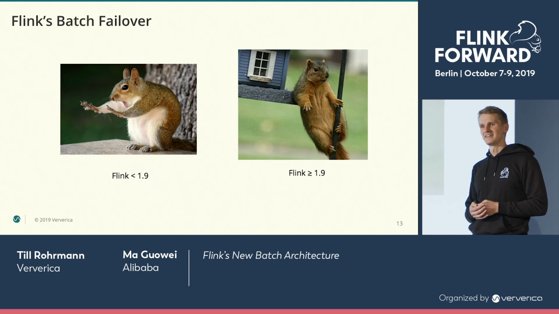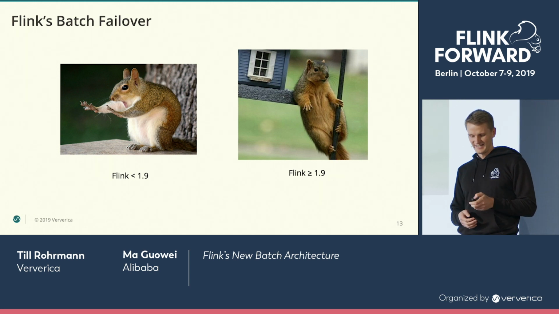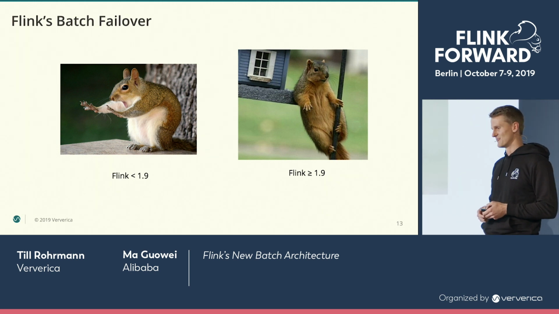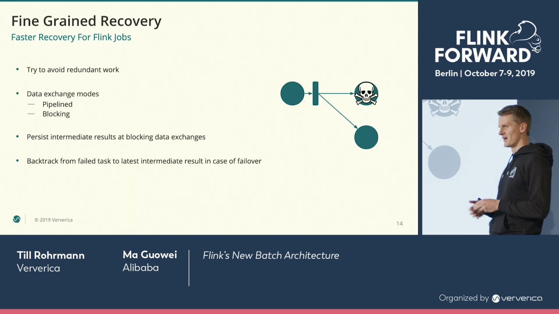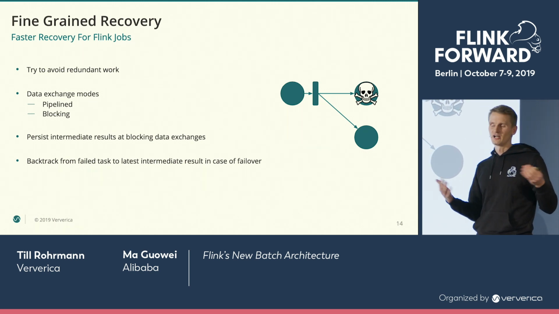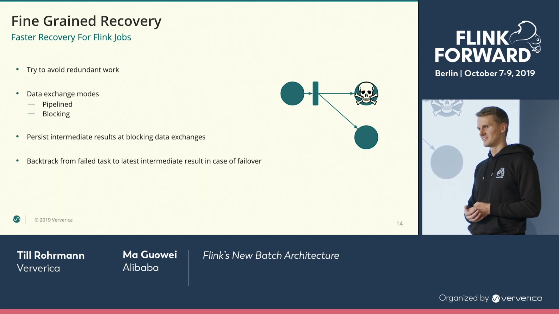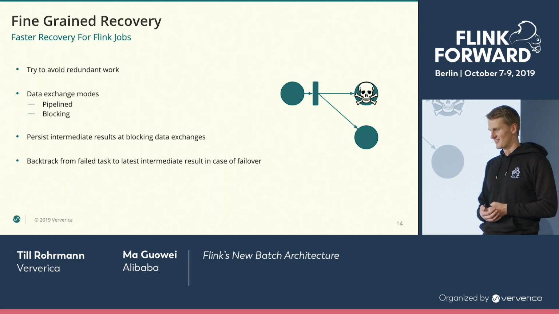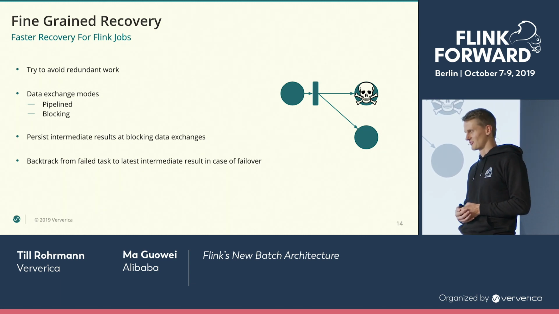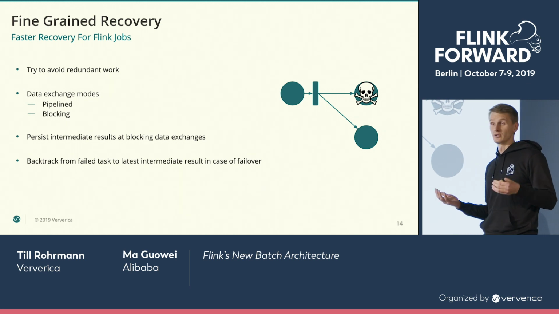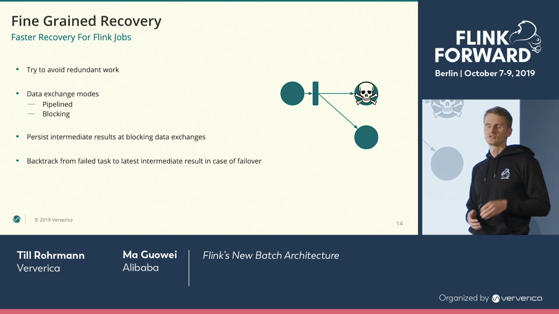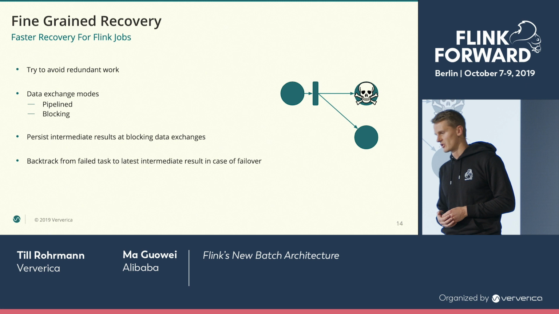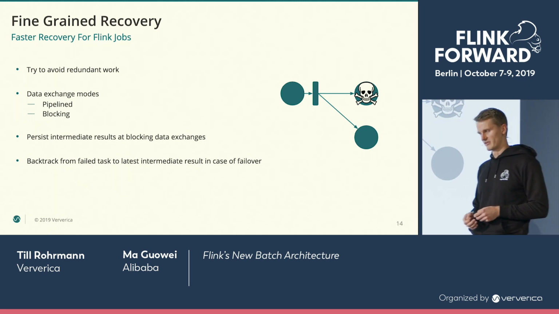This has significantly improved with Flink 1.9, and now I want to tell you what we did and how it works. All right, so the basic idea of improving Flink's failover behavior or speeding up recoveries is to try to avoid redundant work. This is not surprising, but for quite a while we didn't manage to do it. Before I get into the details, I need to introduce a bit of Flink terminology, the data exchange modes we have in Flink, because they become important for that.